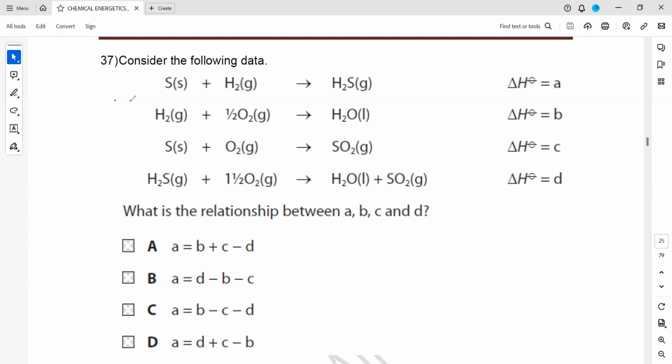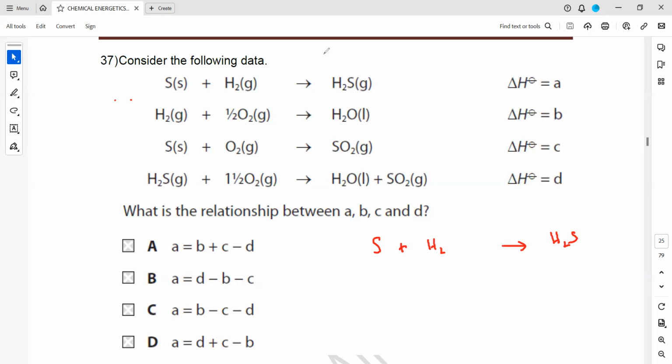So if we see the first equation, we have sulfur plus hydrogen gives hydrogen sulfide. Then hydrogen reacts with oxygen to give water. Then sulfur reacts with oxygen to give sulfur dioxide, and hydrogen sulfide reacts with oxygen to give water and sulfur dioxide. So if I try to relate these equations, I'm not writing the state symbols. If I have sulfur and hydrogen, it will form hydrogen sulfide.